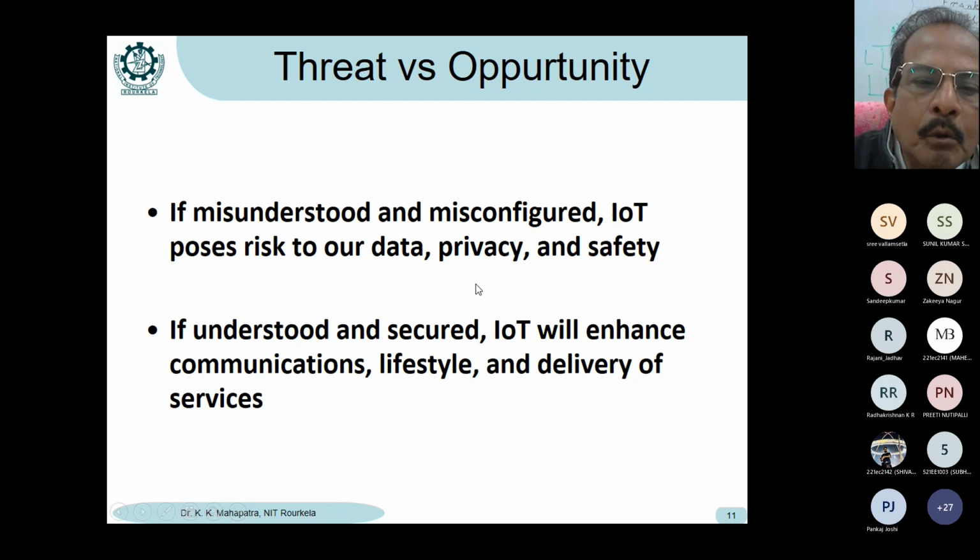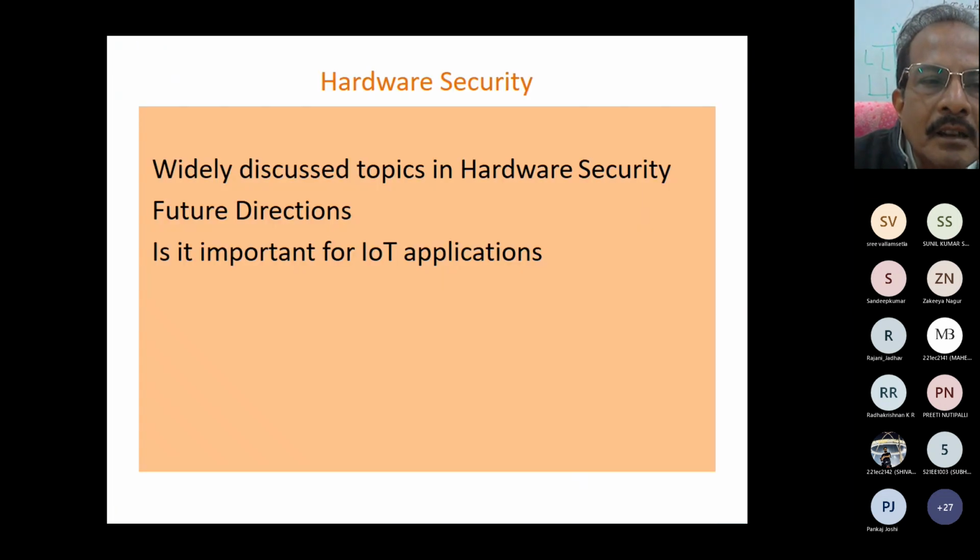And that is particularly important. I'm using this word privacy again because when you talk about a Fitbit or your ECG, it needs to be transmitted only to the doctor, not to any other place. That is what privacy is. And the safety part means no manipulation. And if understood and secured, IoT will enhance communications, lifestyle, and delivery of services, which is already being done, but at the same time, we'll look at this.